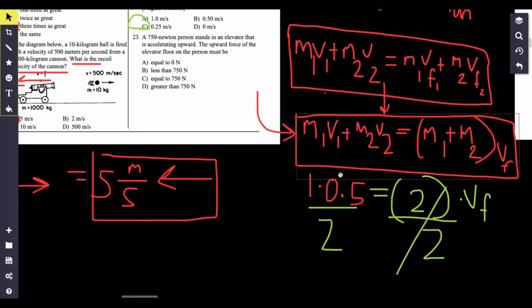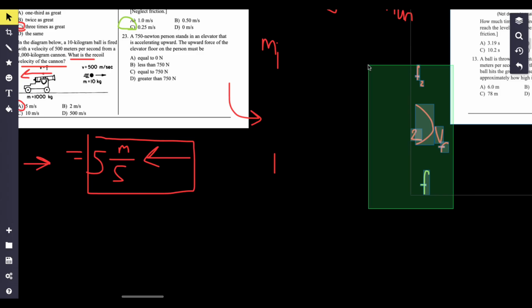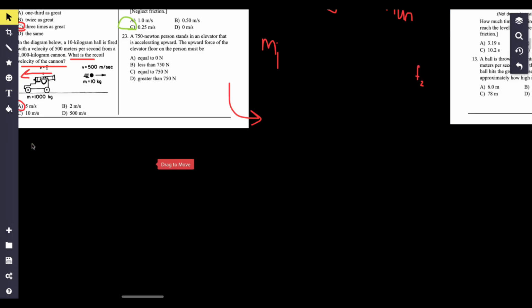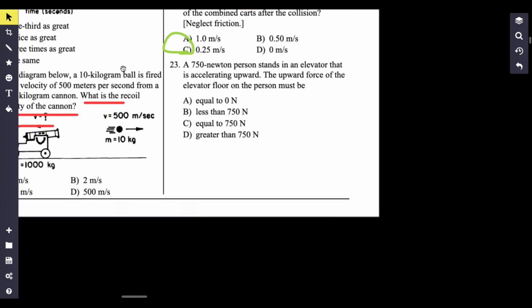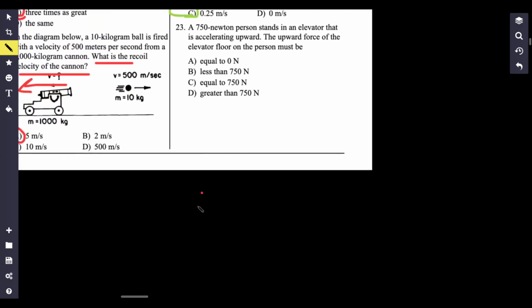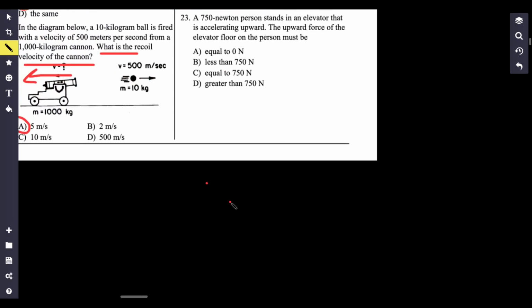Now let's do number 23 together. So just delete all of this, it's getting kind of messy. Number 23. This guy is standing in an elevator that is accelerating upwards. The upward force of the elevator floor on the person must be what?